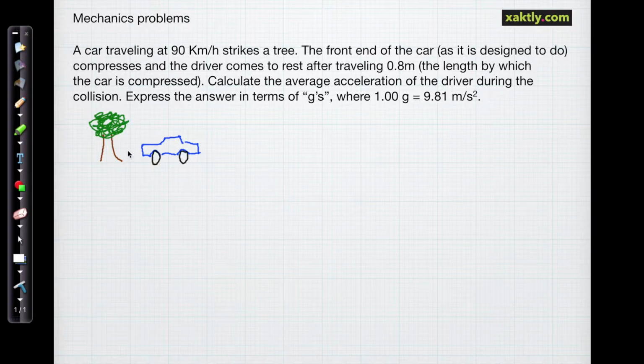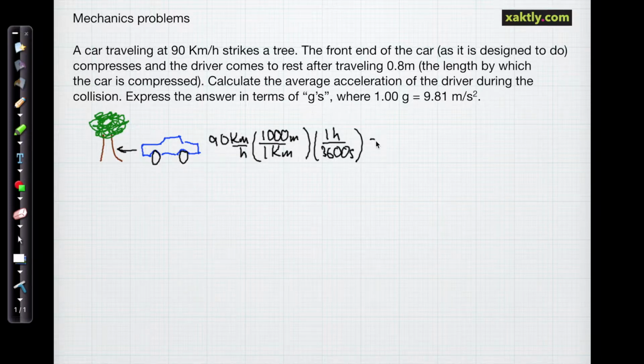We have our car approaching a tree at 90 kilometers per hour. And let's just pause here and convert 90 kilometers per hour into meters per second. So 90 kilometers, there's 1,000 meters in every kilometer. Every hour is 3,600 seconds. And so that gives me, canceling the units, 25 meters per second.